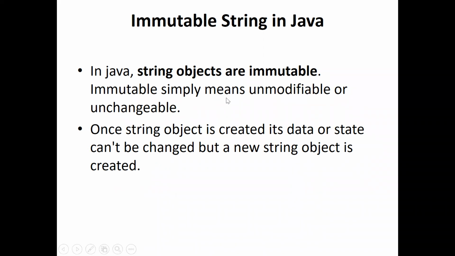By default, string objects are immutable, meaning you cannot change them; they are unmodifiable or unchangeable. So when you try to change, meaning trying to modify its data or state, JVM creates a new string object instead of modifying the existing one. That's where the immutability is stated. How we will change the string object, we will see in coming slides.